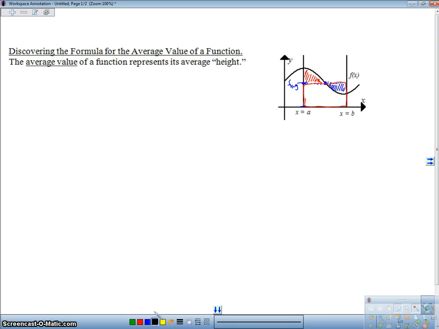So basically, here's what we have. We have the average value, f average, times the height of the rectangle, times the length of that rectangle. Let me go back just a second. Here's what I'm saying: the area of that rectangle is going to be equal to the area under the curve.